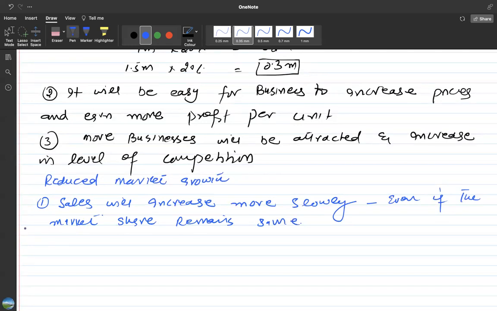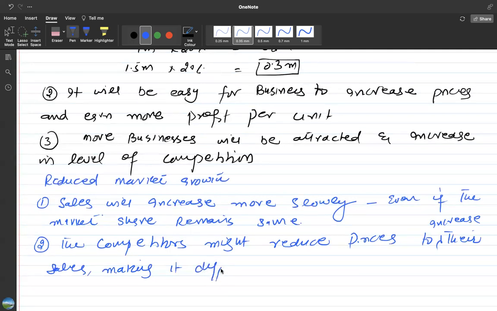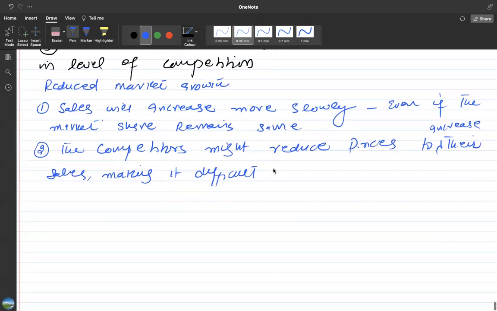Second, competitors might reduce prices to increase their sales. So the business will face a more tough time, making it difficult for other businesses to sustain.